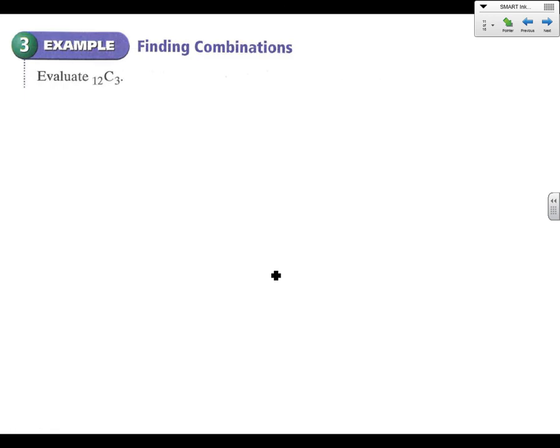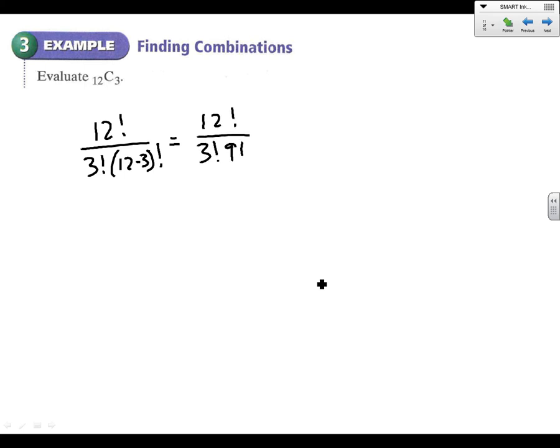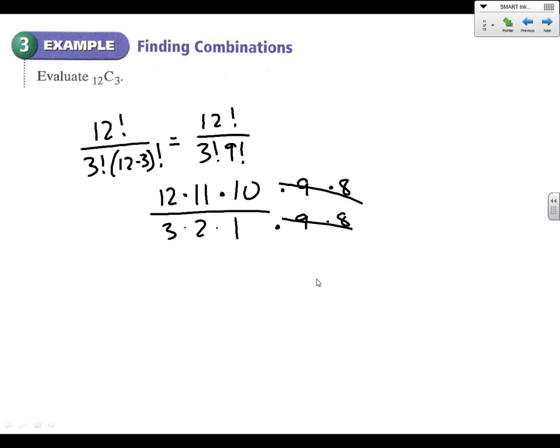So let's try an example here. Let's evaluate 12C3. Set up the formula. 12 factorial over 3 factorial times 12 minus 3 factorial, which is 12 factorial over 3 factorial 9 factorial. And so we've got 12 times 11 times 10 over 3 times 2 times 1. Apparently I can't count by ones. And I'm not even going to write the rest because once we hit 9, we're going to start canceling things out. So they're all going to cancel out as we go there.